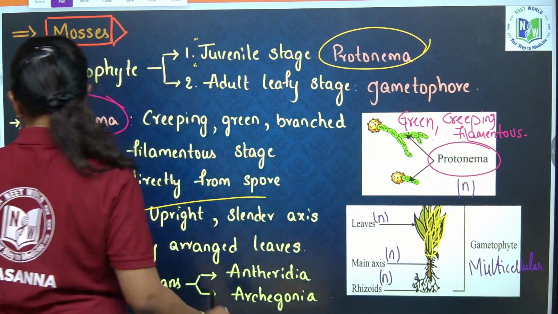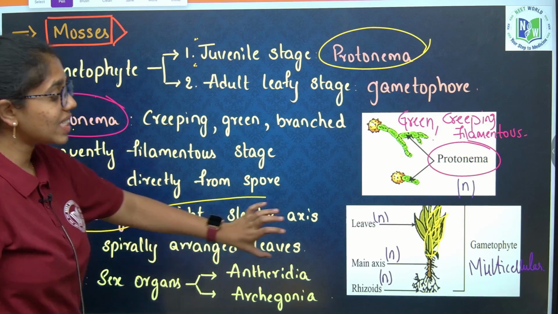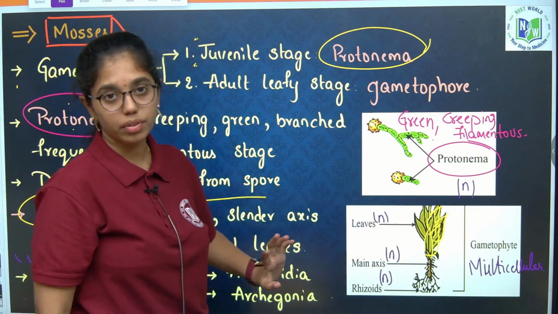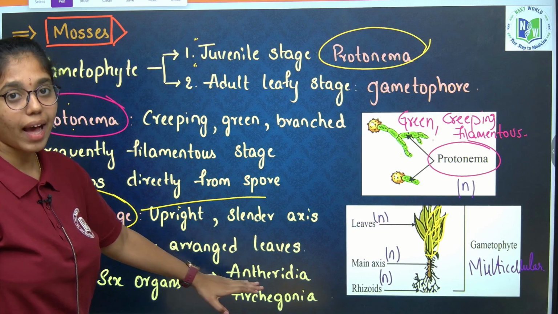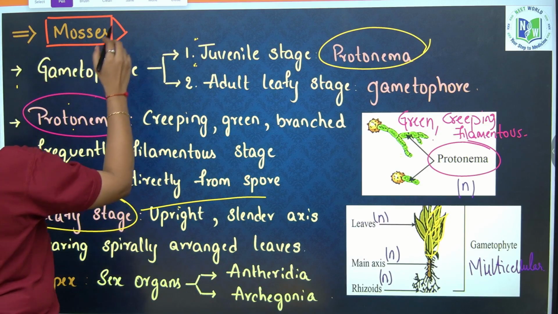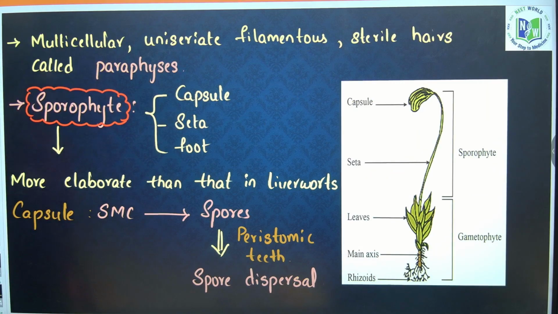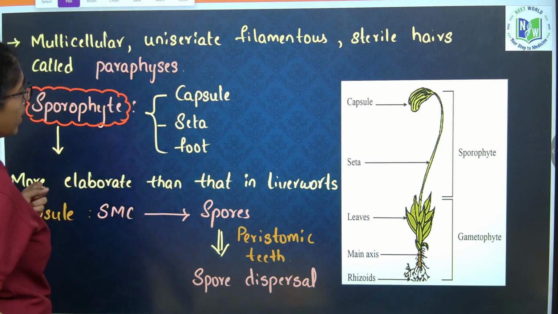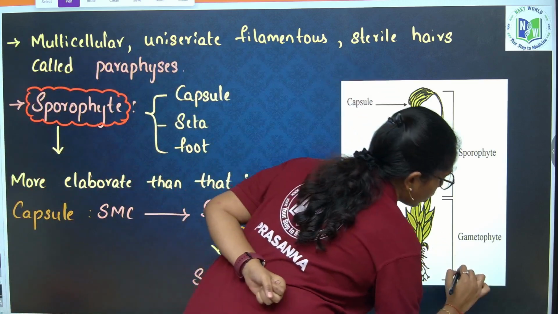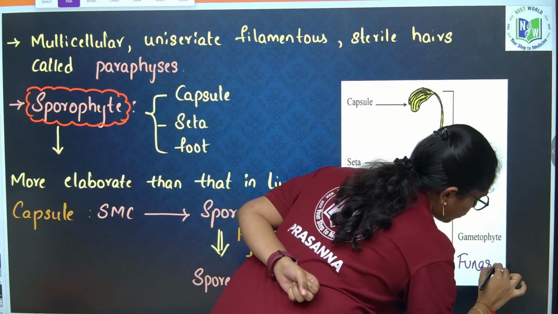Clear? Next, at the apex of this leafy gametophyte, we have antheridia and archegonia. Let us understand it better with our NCERT diagram. Funaria is a type of moss. What is this diagram about? Funaria.